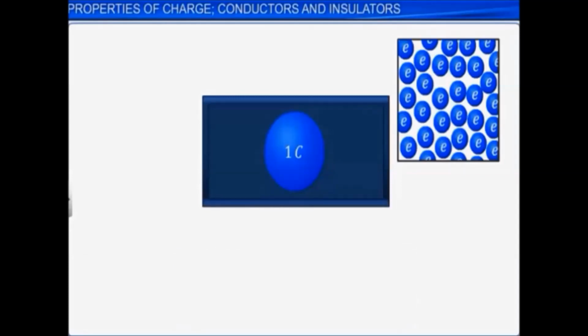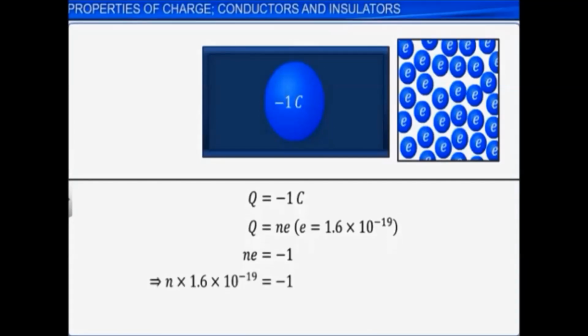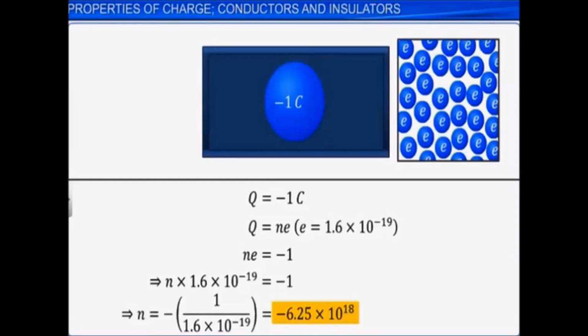Now let us calculate the number of electrons 1 coulomb of electric charge carries. Consider a body having a charge Q equal to minus 1 coulomb. Let the number of electrons it gains to become negatively charged be n. Then, according to the quantization principle, we have Q equals ne, where e is equal to 1.6 into 10 to the power minus 19 and Q equals minus 1. Substituting the values of e and Q, we get ne equals minus 1. On solving, we get n equals minus 6.25 into 10 to the power 18.